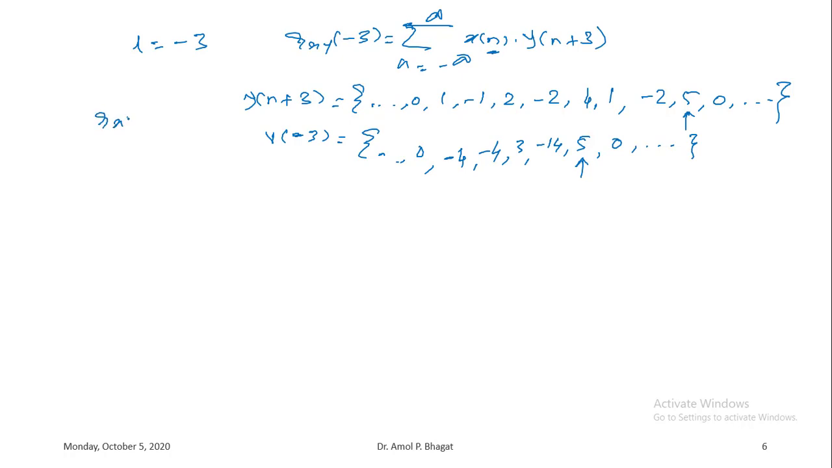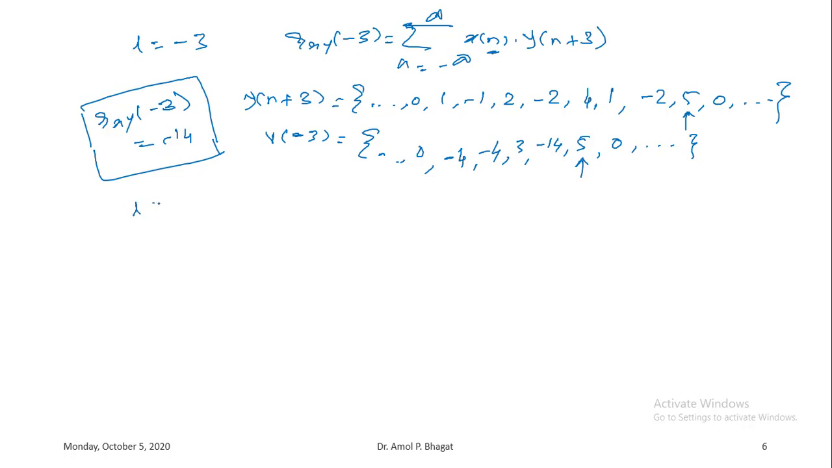So this addition will be rxy of minus 3. So it will be minus 8 plus 3, minus 5, minus 19, again plus 5. So it will be minus 14. Correct? So rxy of minus 3 will be minus 14.